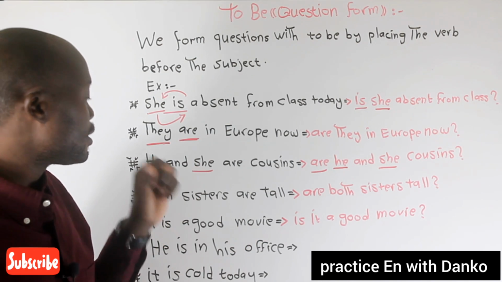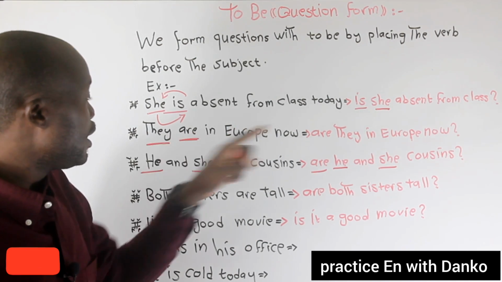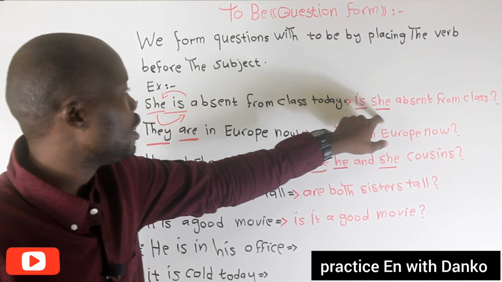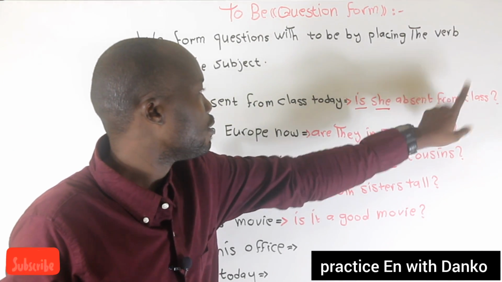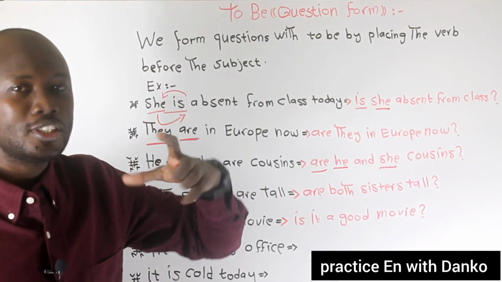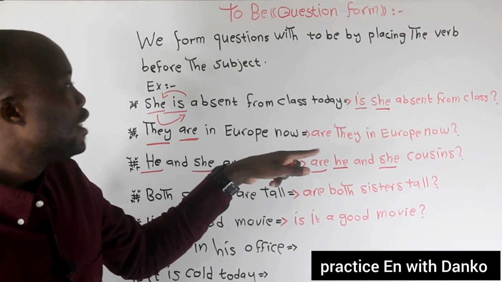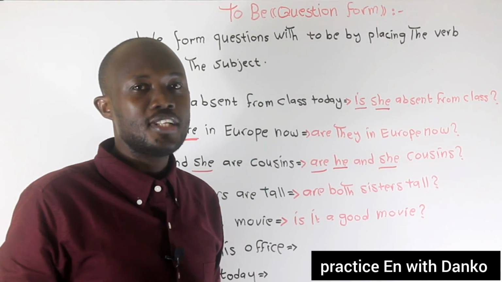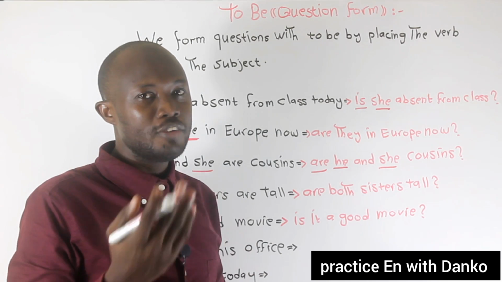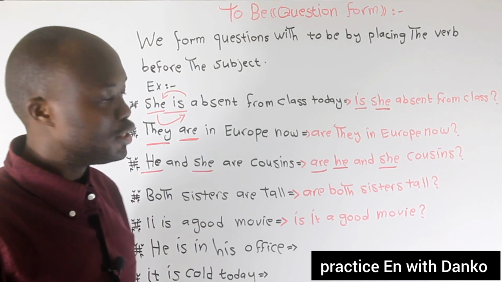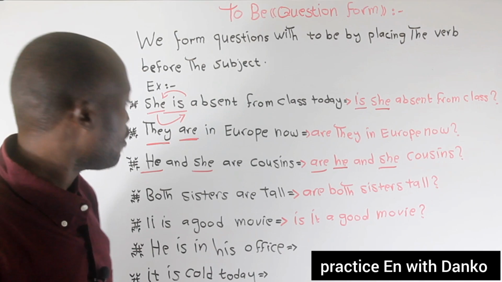Also, if you want to ask with a WH question, here in the first sentence, instead of "is she absent from class?", for example you can say, why is she absent from class? That becomes a WH question. If you want to use the WH question too, it works here.